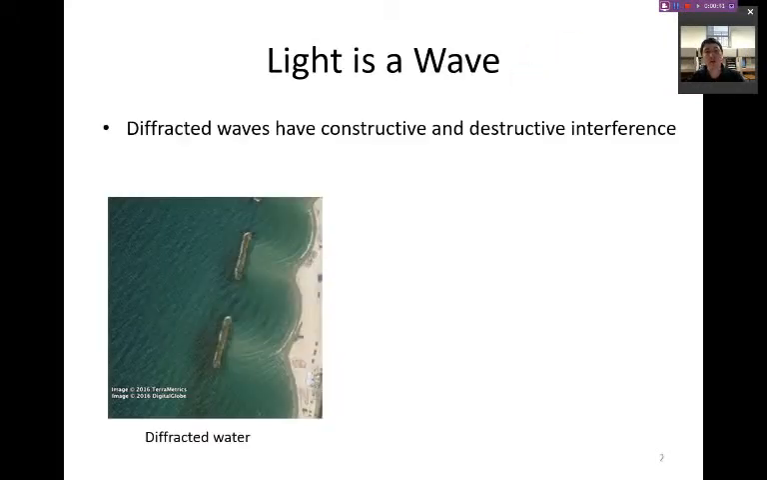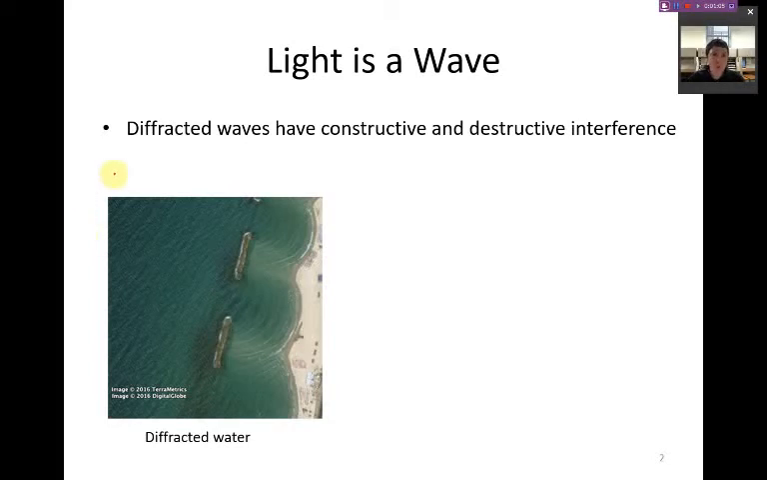So the first thing we want to talk about is light being a wave. And first, before we get into light specifically, let's talk about waves in general. So if you've ever been to a beach that has some barricades on it, you might notice that as the waves come across towards the shore, we get what are called interference patterns.